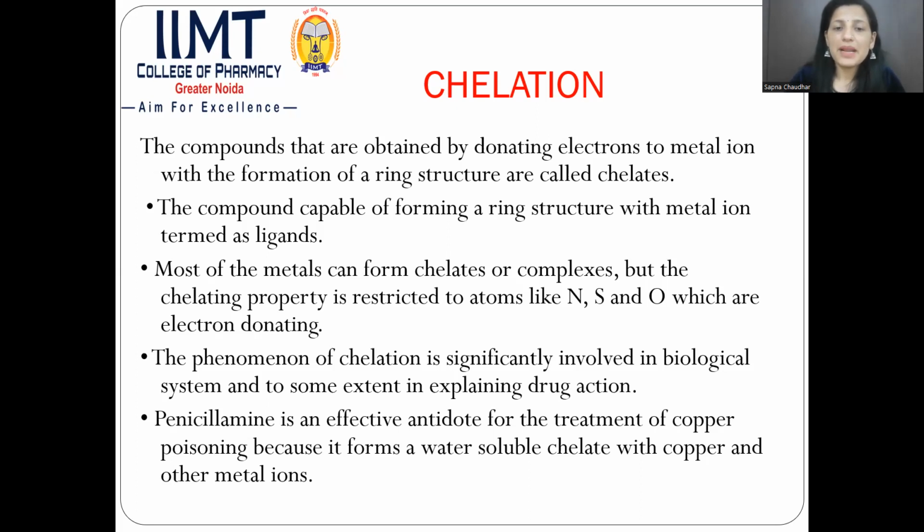For example, penicillamine is an effective antidote for the treatment of copper poisoning because it forms a water-soluble chelate with copper and other metal ions. Generally, this chelation property is used for the treatment of poisoning because the various chelates formed, or complex forms, do not easily penetrate the biological barriers. That's why the chelation property is important for biological action.